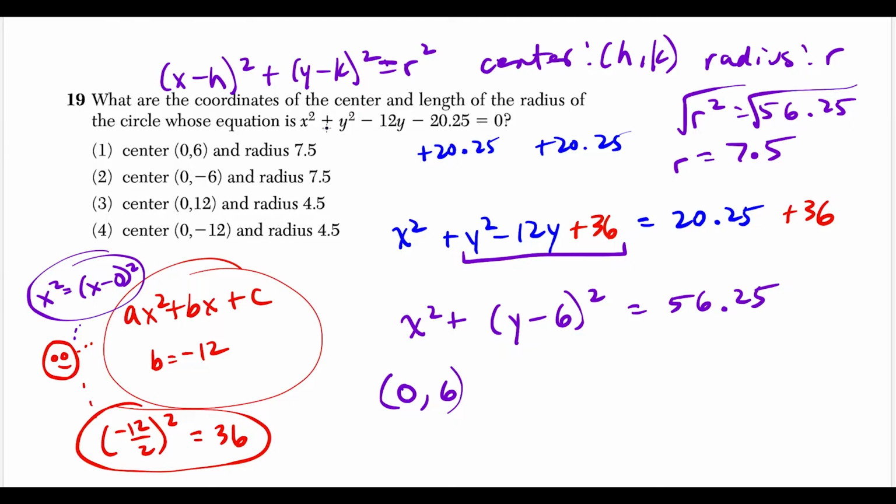And a little trap here is that make sure that you're flipping the sign. Notice it's x minus h, y minus k, but the center is (h, k). So whatever you have in front of you like this, you just have to flip the sign. But what we have after this now is we have our r value is equal to 7.5. So now we just have to match this to the answer key, and this is going to be choice 1.